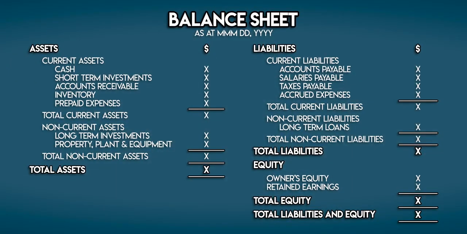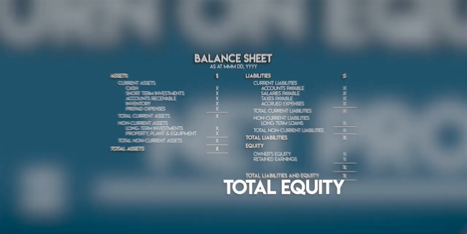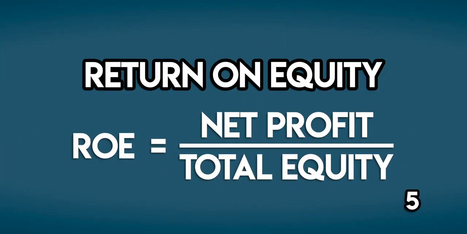On the right-hand side of the balance sheet, we have liabilities and equity. Together, these represent the stuff that a business owes. A business owes liabilities to third parties, and it owes equity back to its owners. Total equity is the owner's or shareholder's claim on the net assets of the business. And return on equity, or ROE, is equal to a business's net profit divided by its total equity. Return on equity shows us how efficiently a business uses its owner's money to generate bottom line profit.